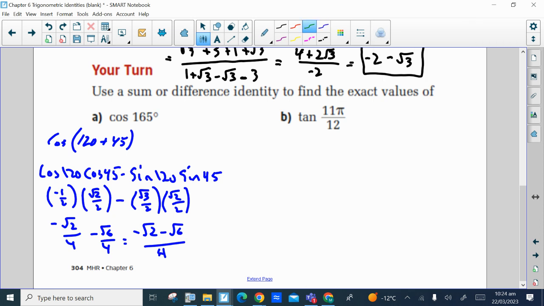Question B, we want to find the exact value of the tangent of 11 pi on 12. So we need to find two angles that either add or subtract together to get 11 pi on 12. And in this case, I think there are a couple different options.